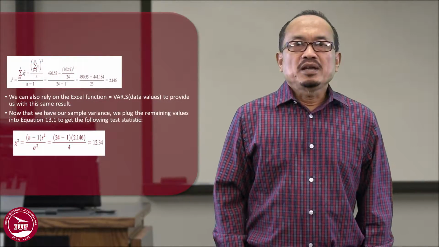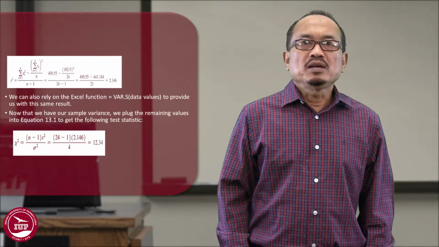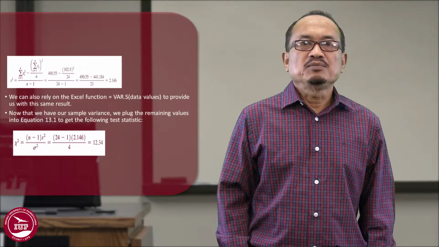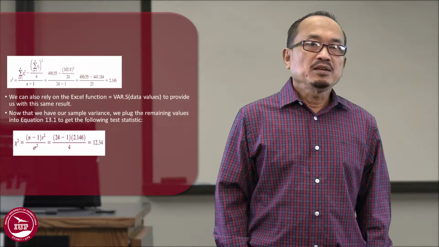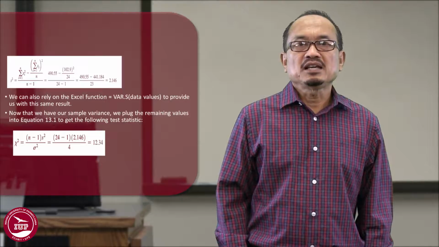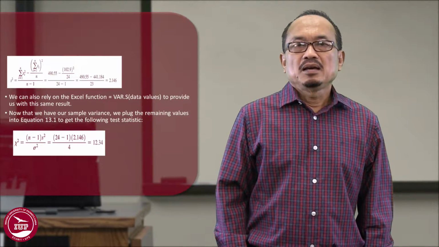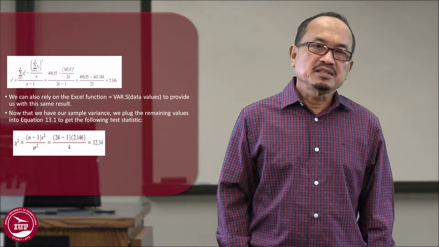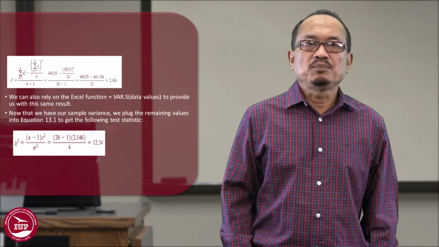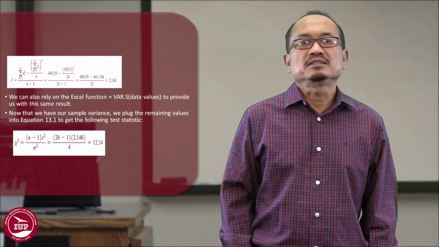S squared is equal to 2.146. We can also rely on the Excel function equal to VAR.S inside parentheses the data values. It will provide us with the same result.